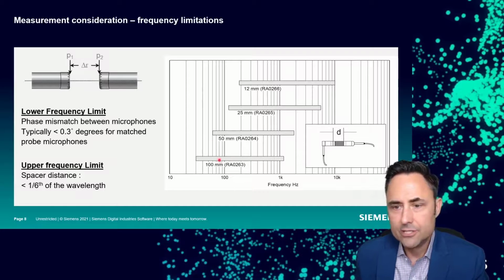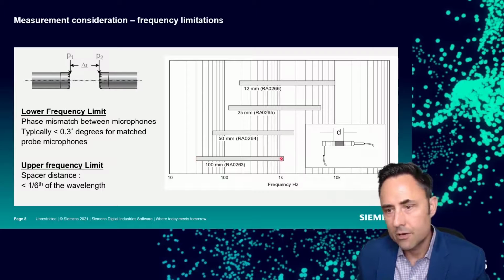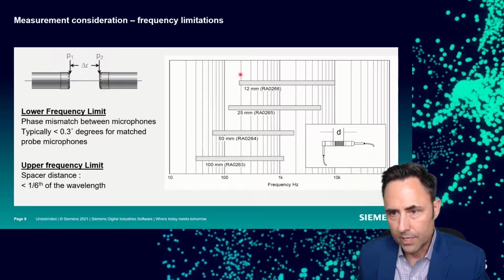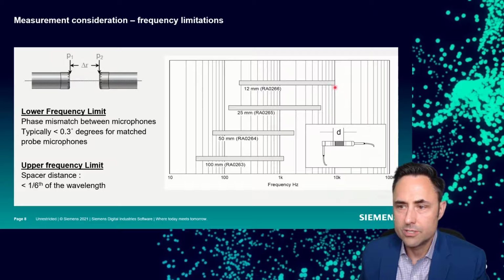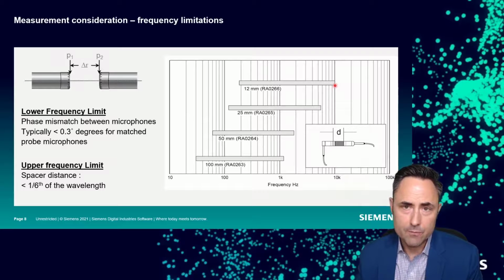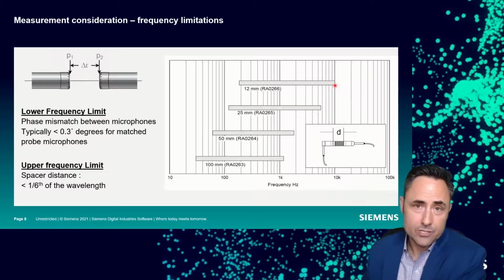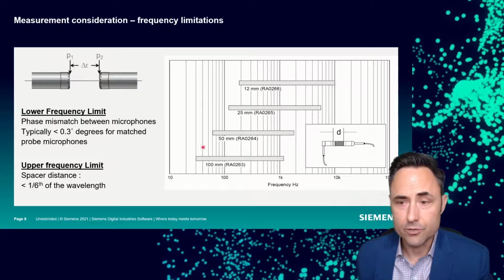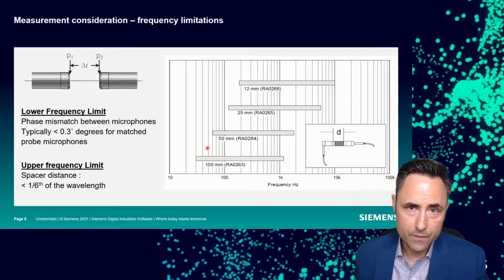You see with a large 100 millimeter spacer, we can measure down to about 30 hertz, but only up to just over 1 kilohertz. Whereas if we put a 12 millimeter spacer in there, we can go down to 200, but up to almost 10 kilohertz. So the spacer distance will control the frequency range of our measurement. We can take multiple spacer distance measurements and combine them in the software to get a full frequency band measurement for intensity. But wavelength plays a big part in that because we are using the phase match between these two signals to measure the intensity between them.